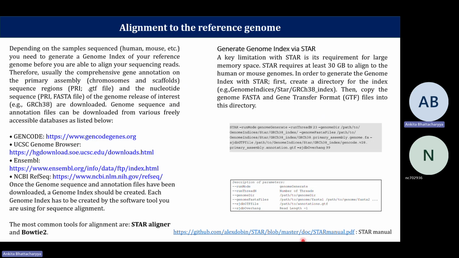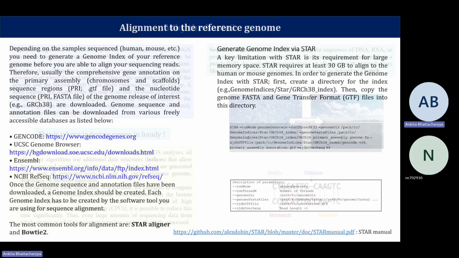You can refer to this particular manual for details about how the STAR algorithm actually works. It's a beautiful manual if you are actively doing any sort of analysis at this moment. You'll get a lot of help as to what code you should use if you're working with Linux systems. Now, we were talking about generating the genome index using STAR. This is what the example code looks like. You just have to adjust it based on where your files are stored, and then you run this code, and that will index the genome.